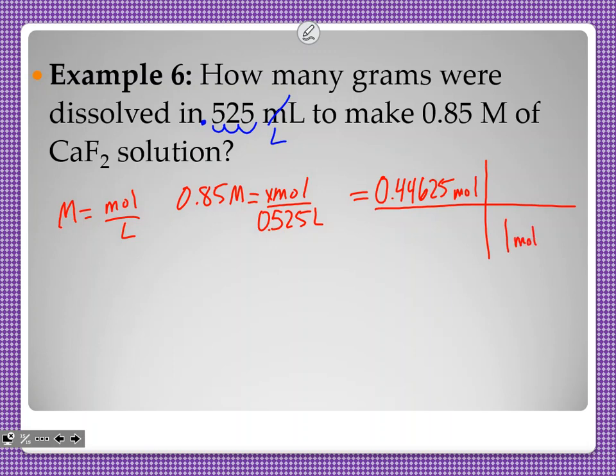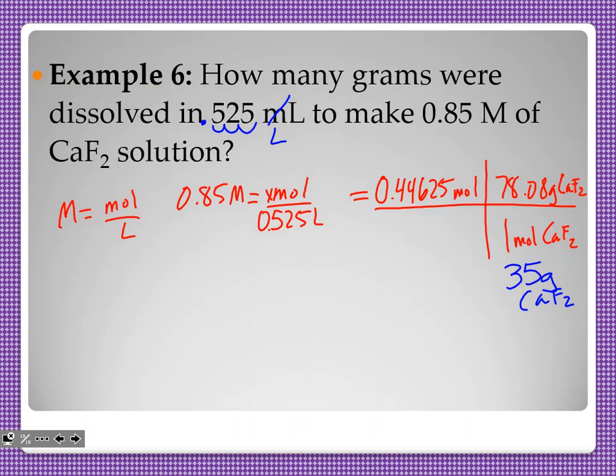So 1 mole CaF₂, once again is 78.08 grams. Right? And what do we get? So that's going to be 35 grams CaF₂, right? That's one way. Or, you set it up dimensional analysis way, use the molarity as the conversion factor.